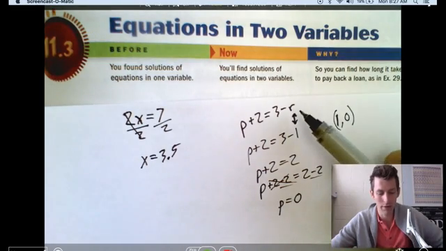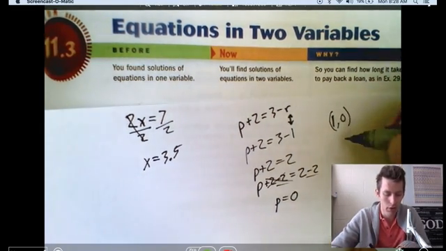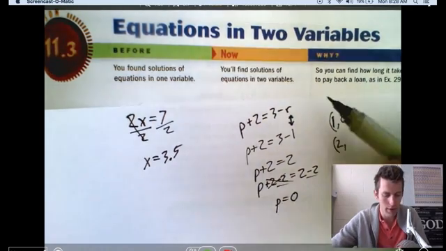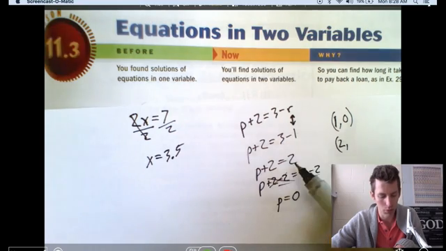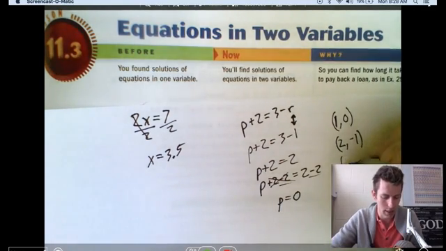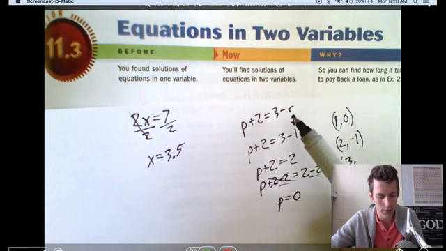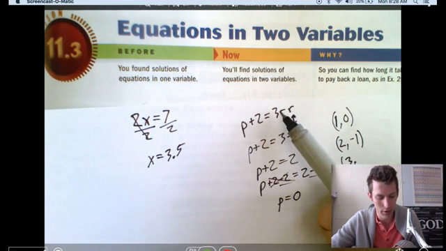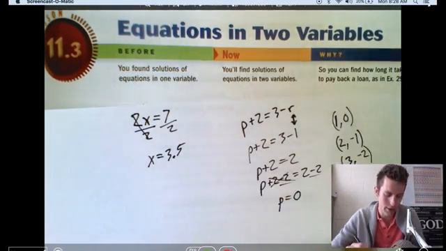Because does r have to be 1? No. We can make r be 2. And then what would it be? This would be 3 minus 2, which would be 1, and then we'd subtract 2, p would be negative 1. And as it goes up, if r was 3, do you see a pattern here? These ordered pairs, if r was 3, 3 minus 3 is 0, minus 2, negative 2. Ooh, yeah, there's a pattern.